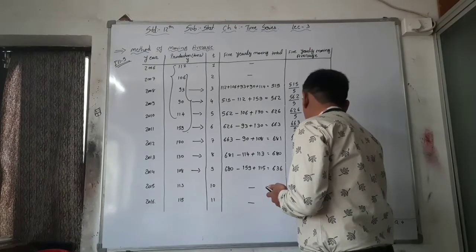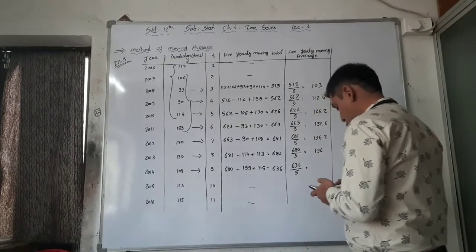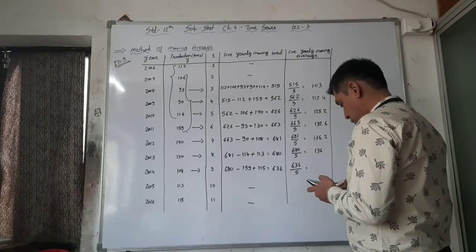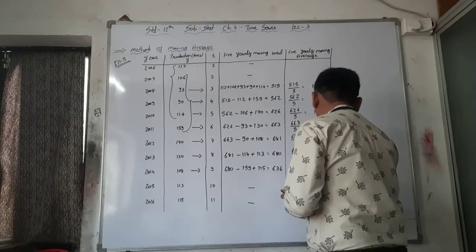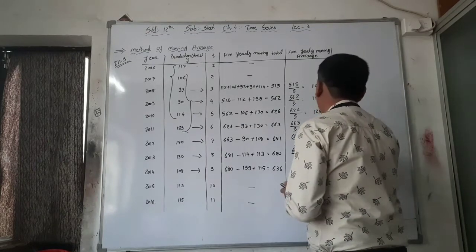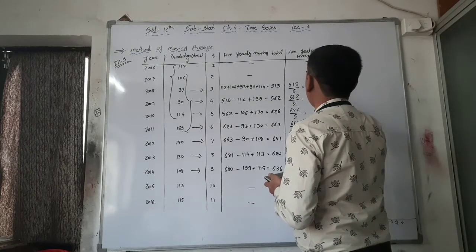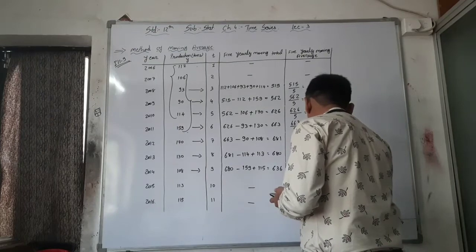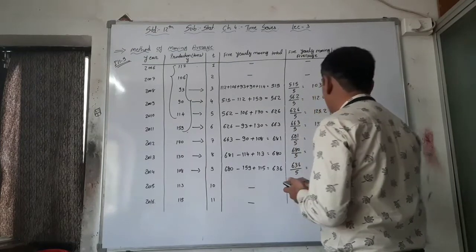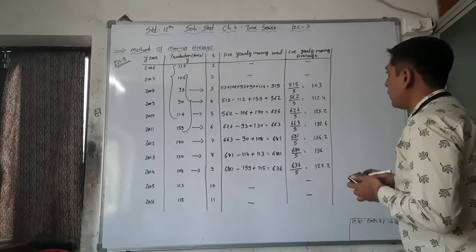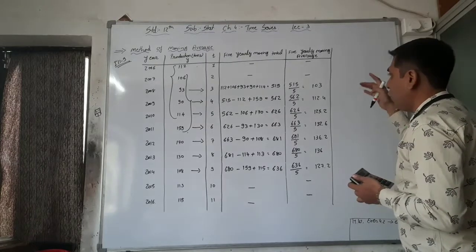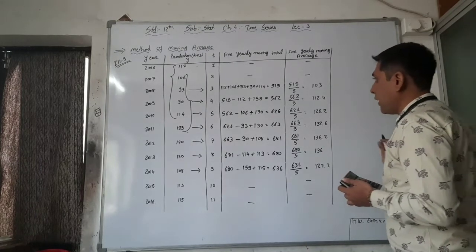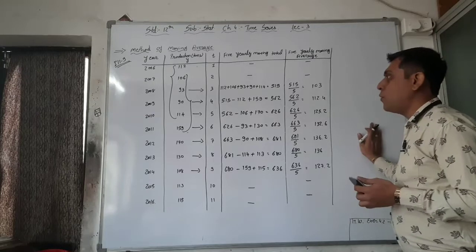636 divided by 5 is equal to 127.2. And again we have to write dash in first and second and 10th and 11th. That is, in first two and in last two we have to write down the dash, because we cannot find out first two and last two. Okay, this is your 5 mark sum.